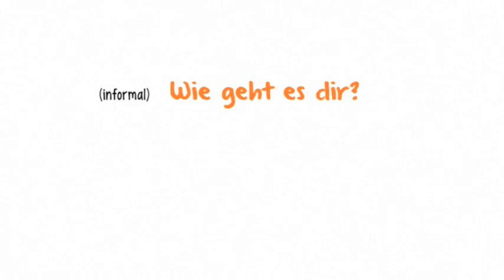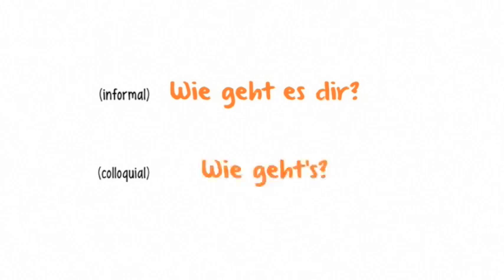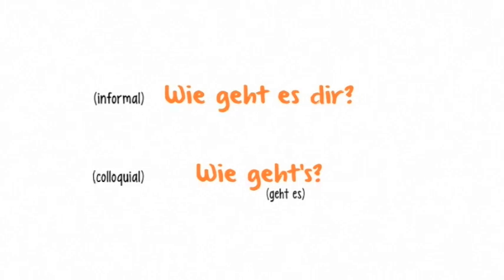In an informal way we would say, Wie geht es dir? Wie geht es dir? Or in a very short and colloquial form, we would say, Wie geht's? Wie geht's? Which is the short form of Wie geht es dir? Wie geht es dir? Wie geht's?